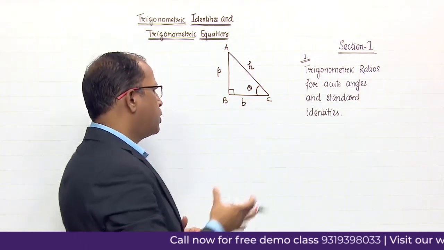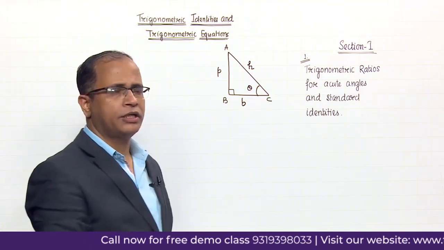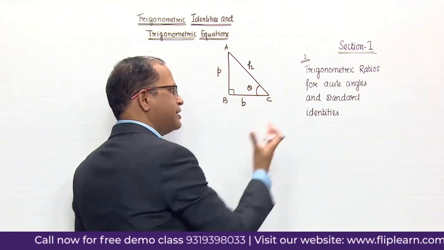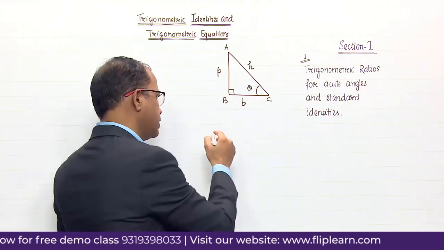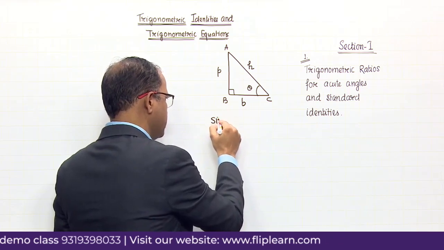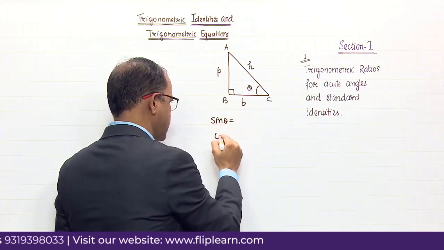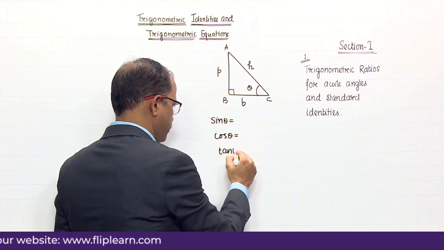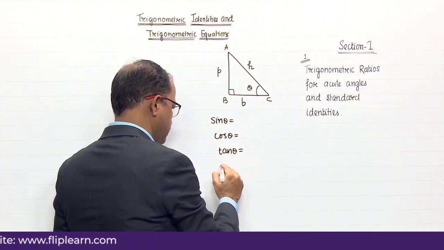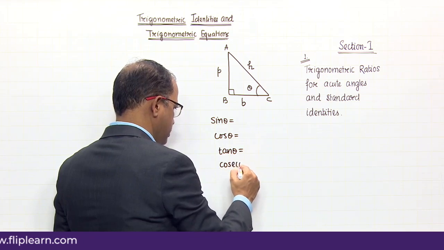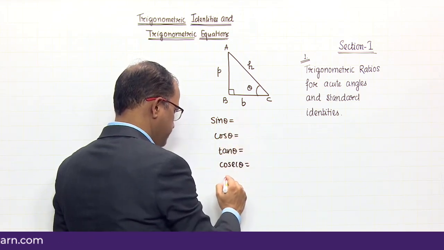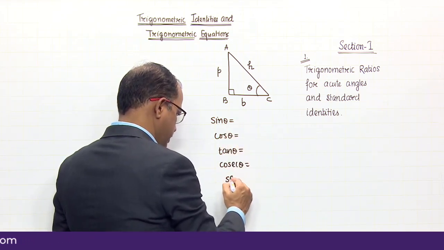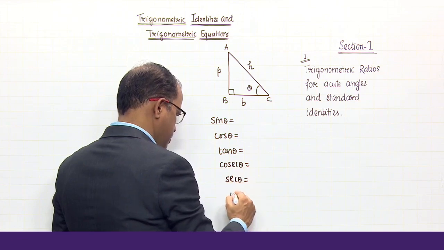So when we talk about trigonometric ratios, we are talking about ratios of the sides, right? So we know that there are mainly three ratios: sine theta, cos theta, and tan theta. Of course, there are others too, but they are the reciprocals of the first three, right? Now, this is sec theta. This is cot theta, fine.